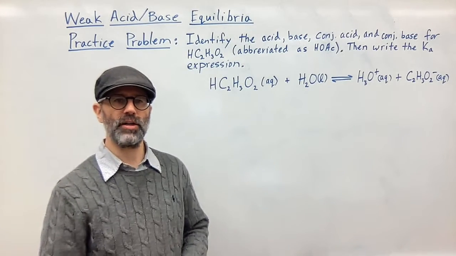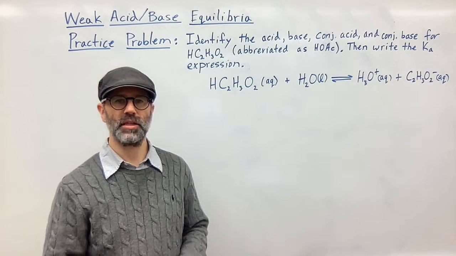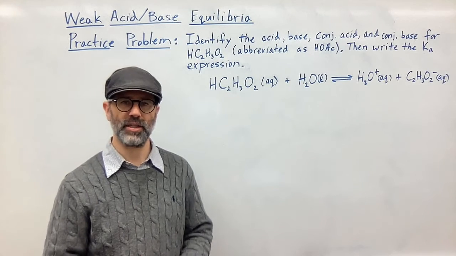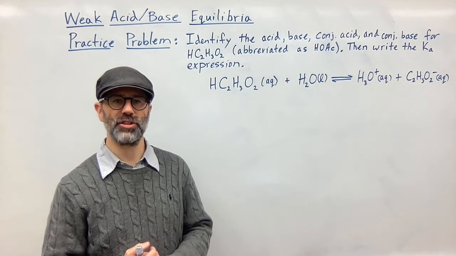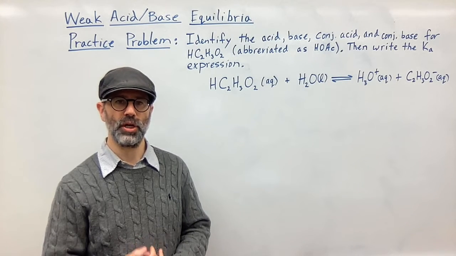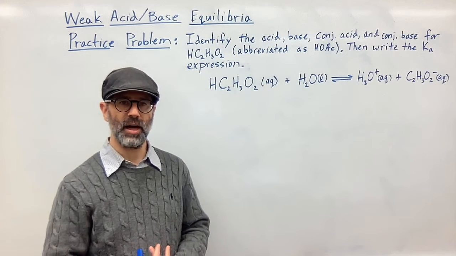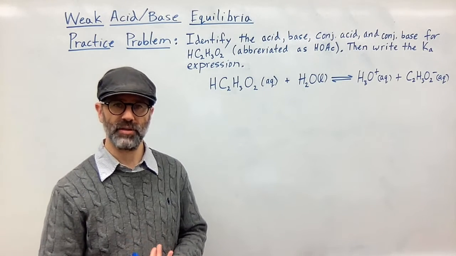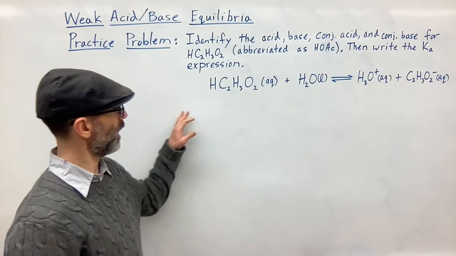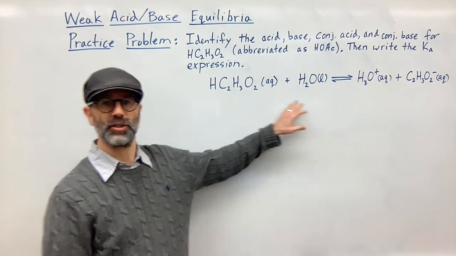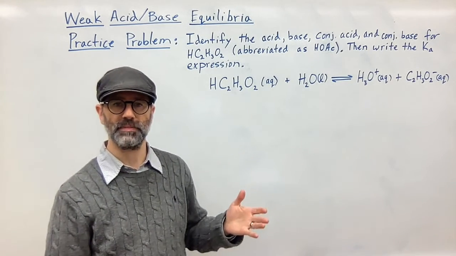Okay, so here's our practice problem. It's asking us to identify the acid, the base, conjugate acid, and conjugate base for HC2H3O2, which is going to be abbreviated as HOAc. This is acetic acid. Then write the Ka expression. So here we have the balanced equation. We need the balanced equation for our Ka expression.